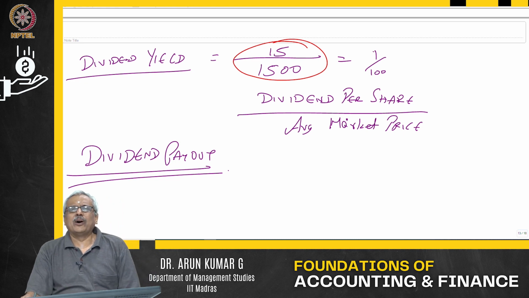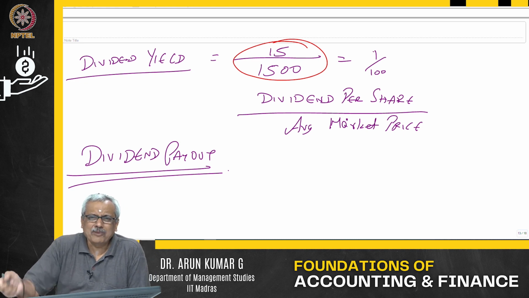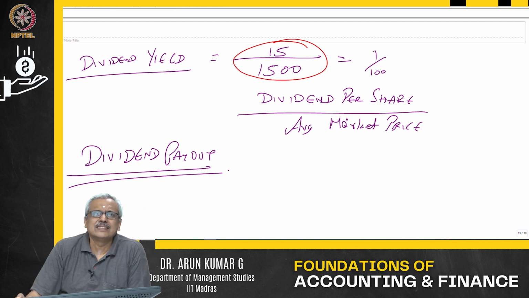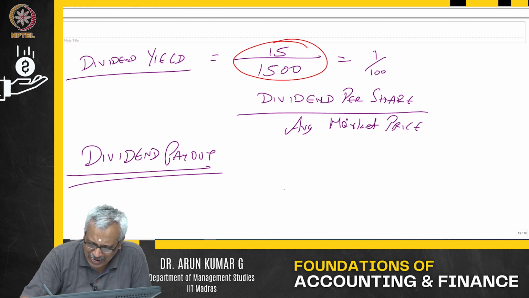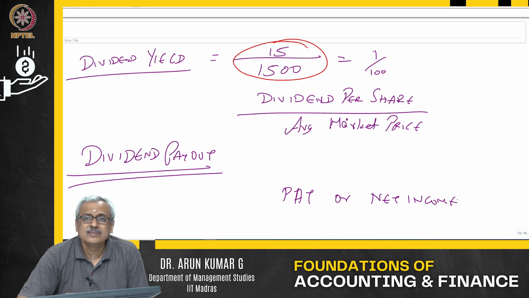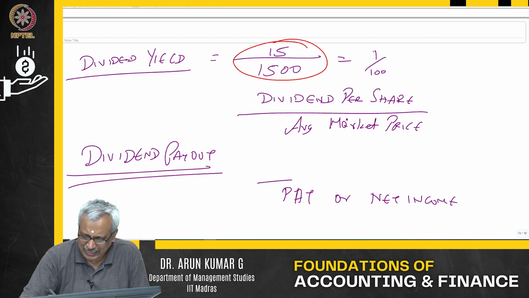What is the dividend payout? What part of the profit is the company distributing as dividend? That is all. The PAT, or net income, what part of the PAT or net income are they giving as dividend?